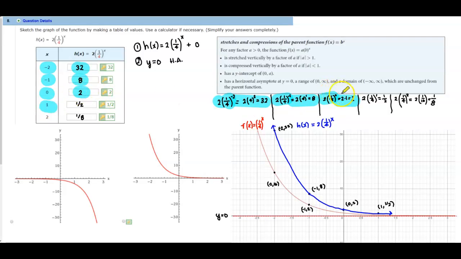Next, we're going to plug in 1. So we have 2 times the base of 1/4 raised to a power of 1. So that's 2 times 1/4, and when we reduce that, we get 1/2. So the output is 1/2.